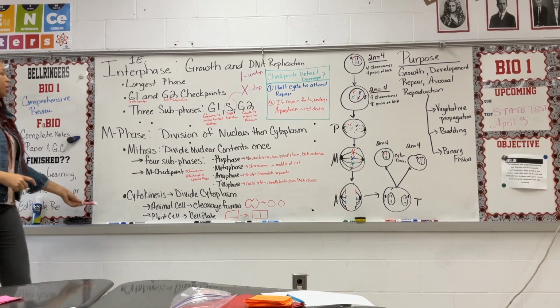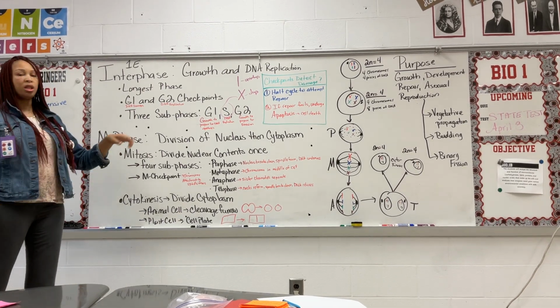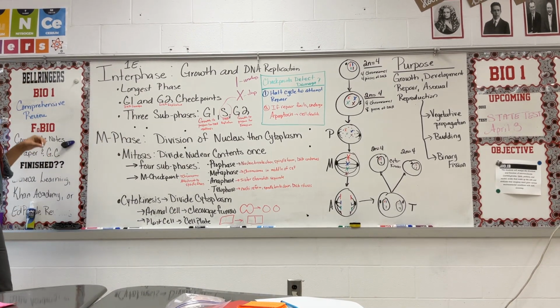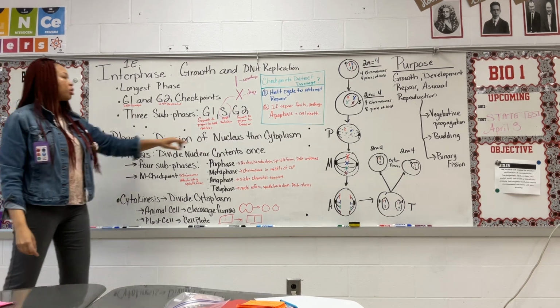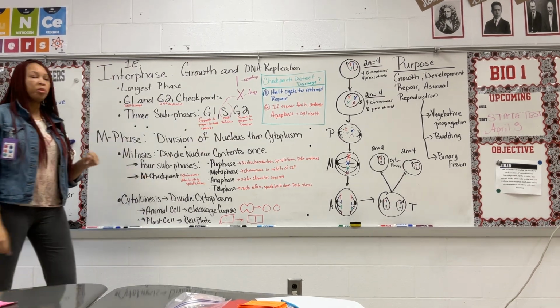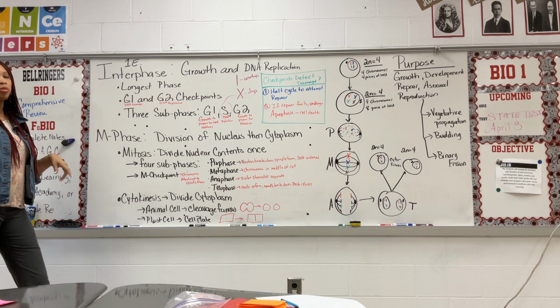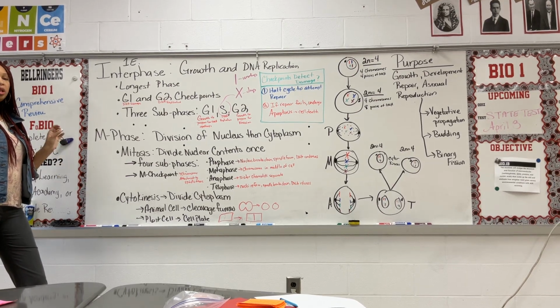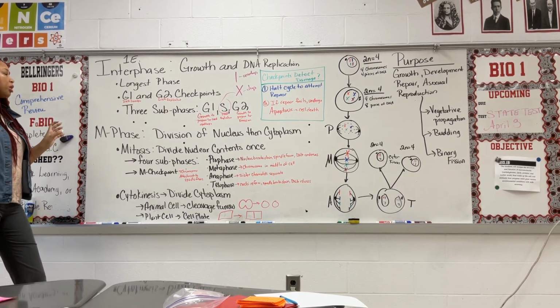Following the S phase, you're going to have G2 phase, which is when the cell is going to grow to prepare for division, and also this is when your centriole is going to replicate. Remember, centrioles are found exclusively in animal cells, and they are used to make the mitotic spindle for cell division.